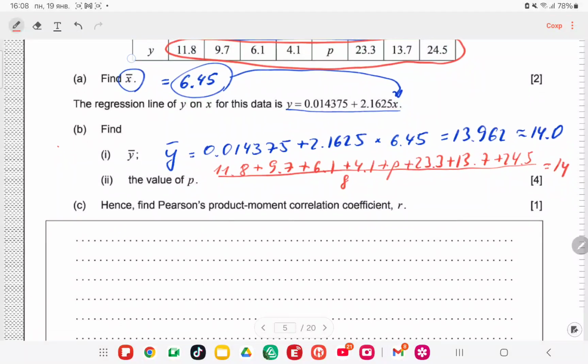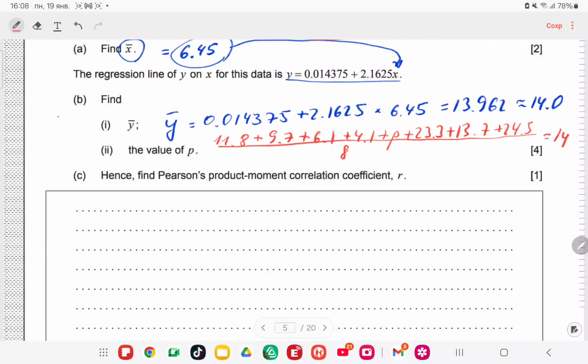Now you have to solve this equation in terms of P. So finally we get P plus 93.2 equals 111.7. Then P is equal to 18.5. That's how we have obtained another 4 marks for part B.